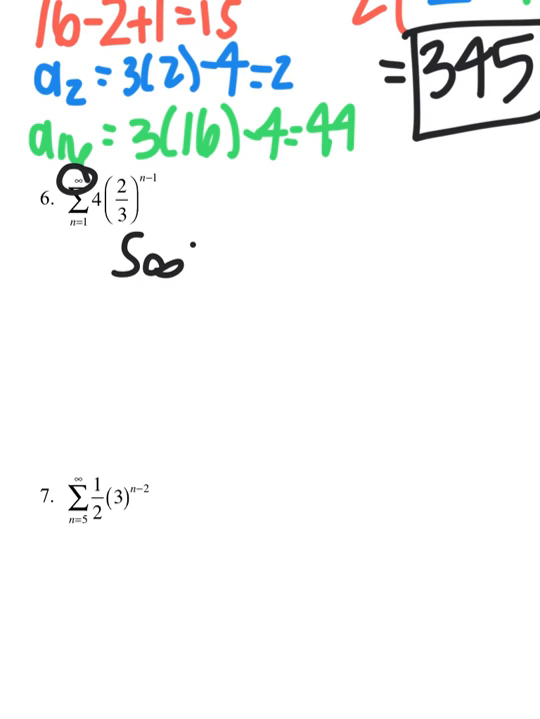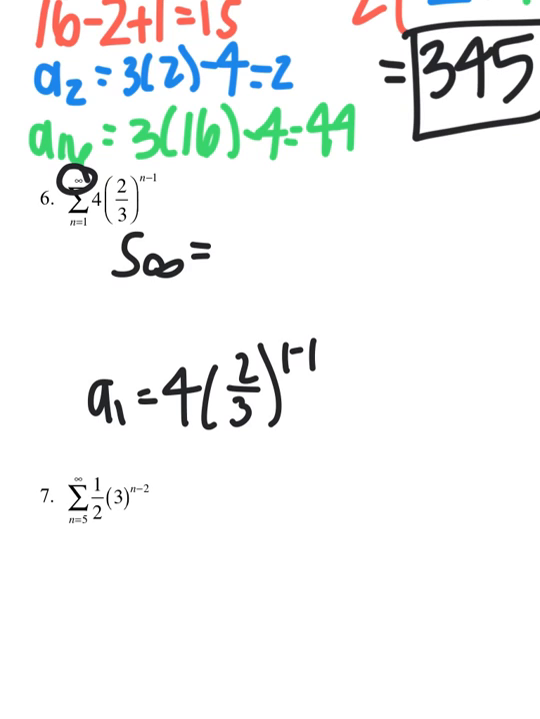So my first term goes in my numerator. If I need to find my first term, take the rule, substitute in 1 for n, and you will end up that the first term is 4. Denominator, 1 minus the ratio. The ratio is the number that is in your parentheses. So I will put in a 2/3.